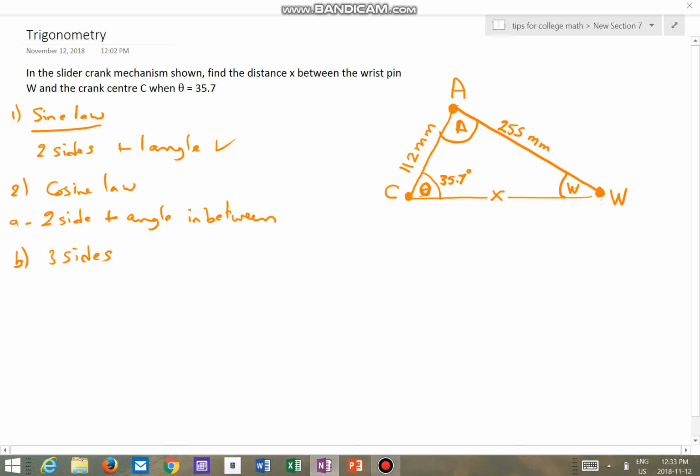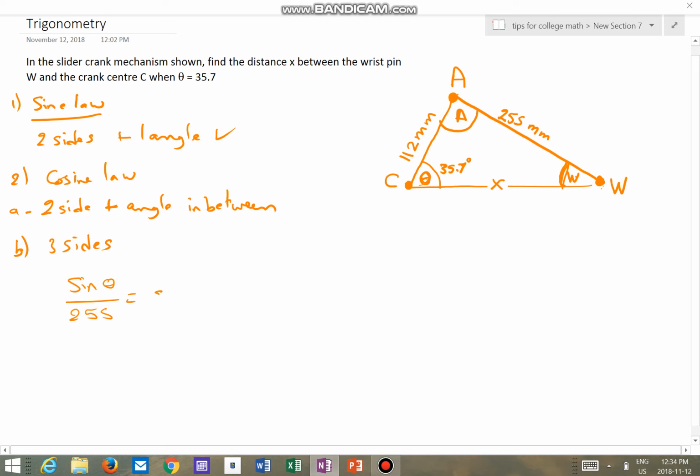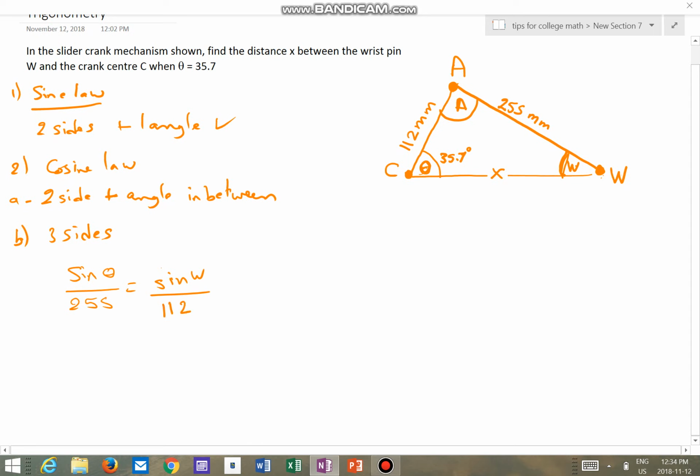Let's apply. So in this case, I have the side length 255 across from the angle 35.7, and this is we call theta. So I'm gonna say sine theta over the 255 equals what? That will equal sine W, this angle here, sine W over the length across from it, which is already also well known, 112. And that should equal sine A, the angle A, the one on the top, over the length x.